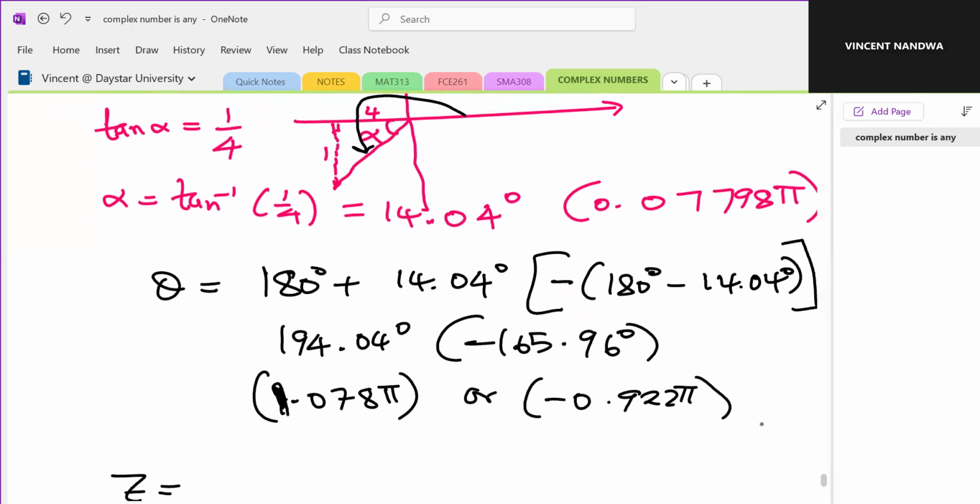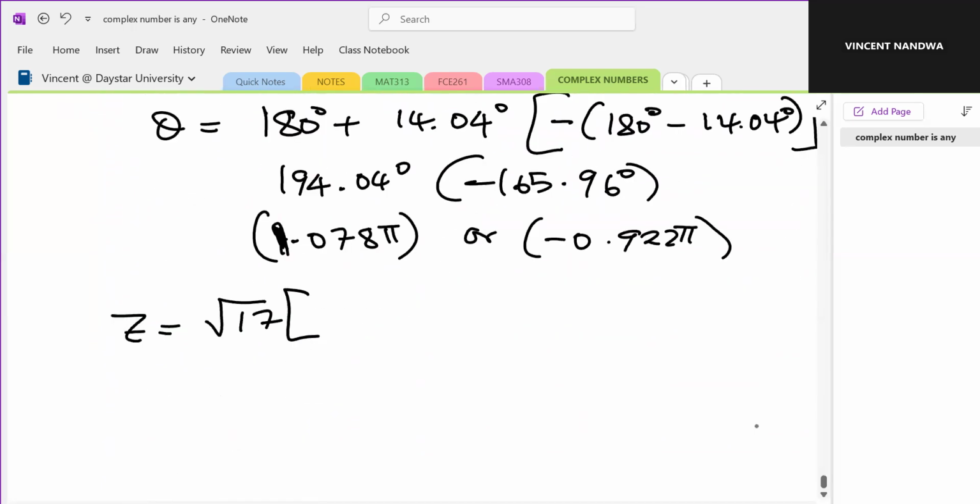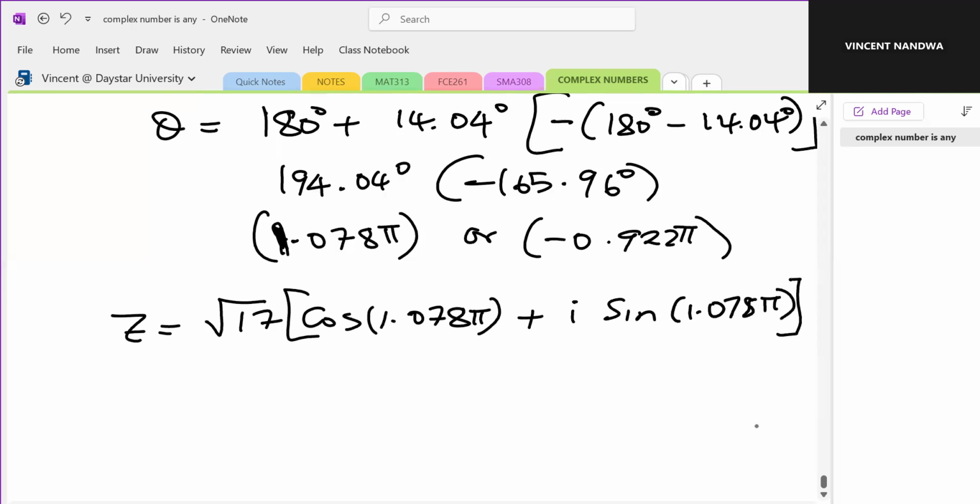So then now we write our Z is the same as R, which is square root of 17, into cos 1.078 pi plus I sine 1.078 pi. Please note that in the same place we are putting 1.078 pi, you can put negative 0.922 pi, same thing.